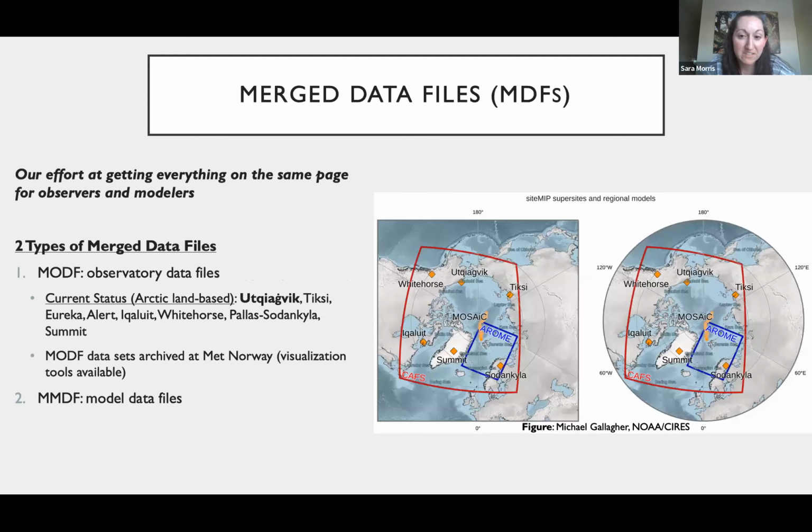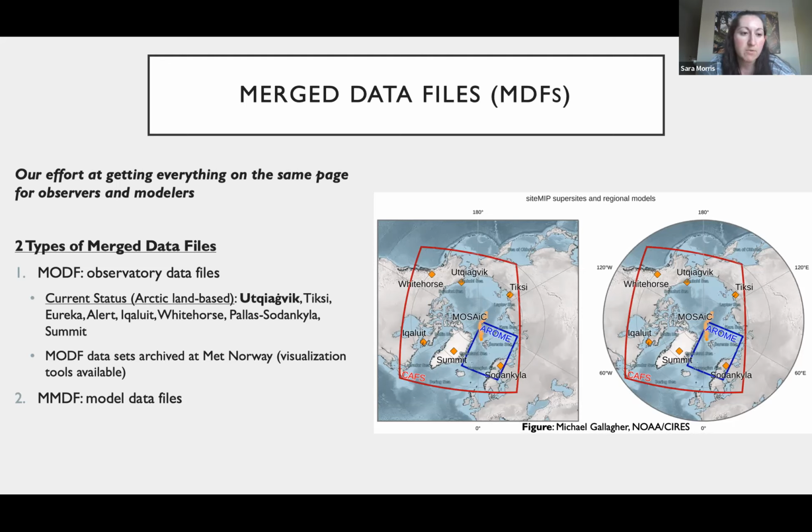So these merged data files, or MDFs, are one of the primary outcomes of the YOPP-SIMP. This is our effort at getting everyone and everything on the same page for observers and modelers. Big task. We have 2 types of merged data files, MODFs and MMDFs, merged observatory data files and merged model data files. For the purposes of this talk, I'll focus mostly on the observation data files that surround Utqiaġvik. But both will be generated in NetCDF formats that correspond to one another, with the same nomenclature, same metadata, and same structure. The goal is that everyone's on the same page and can utilize each other's data pretty seamlessly.